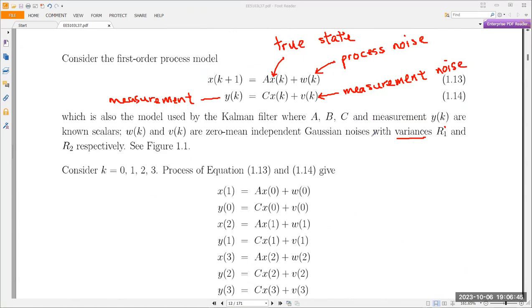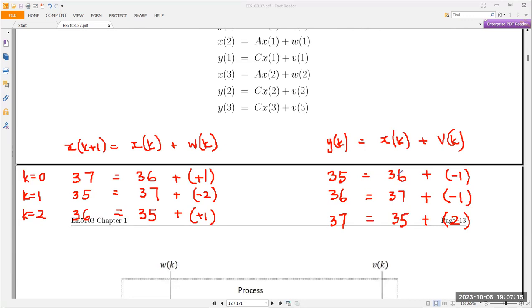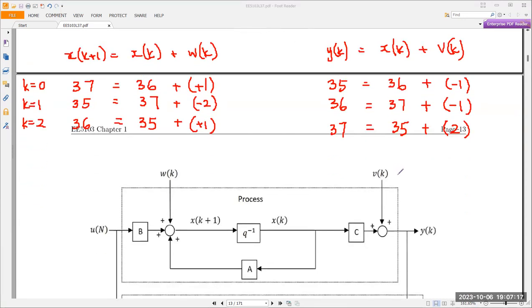Okay, I'll give you a 1 minute revision of this statistic. R1 and R2 are random variables, Gaussian independent, zero mean random variables with variances R1 and R2. So what does that mean? You actually learned this before in maths, but I will quickly go through it with a very simple example so that you make sure you know.